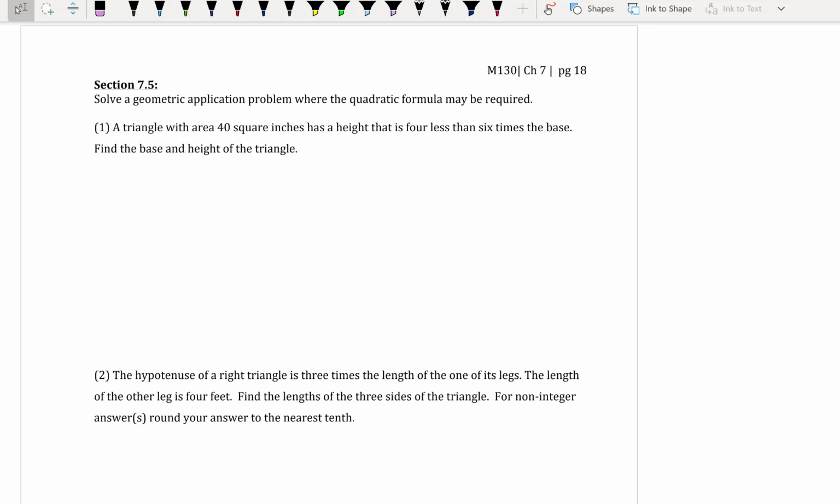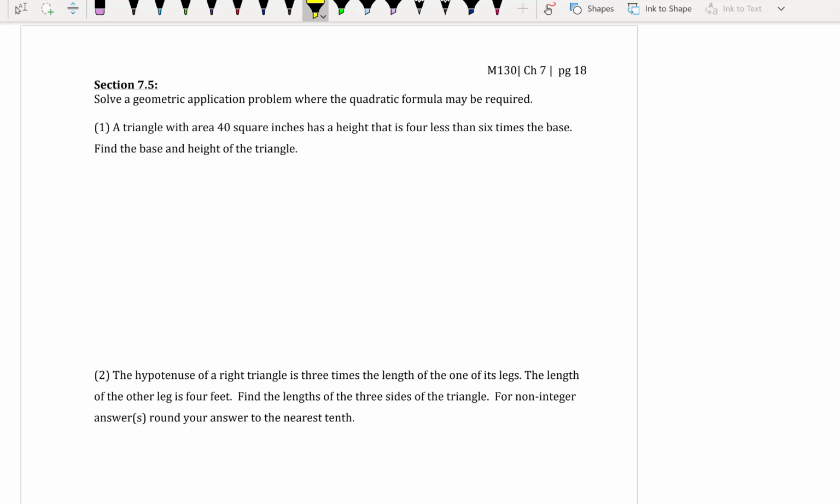So here we're going to be dealing with a little bit of word problems. For the first one, it says a triangle with area 40 square inches has a height that is 4 less than 6 times the base. Find the base and height of the triangle.